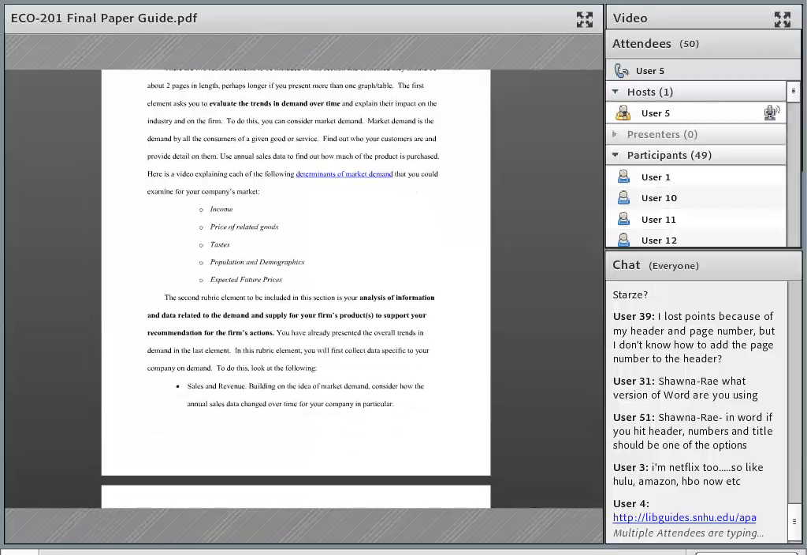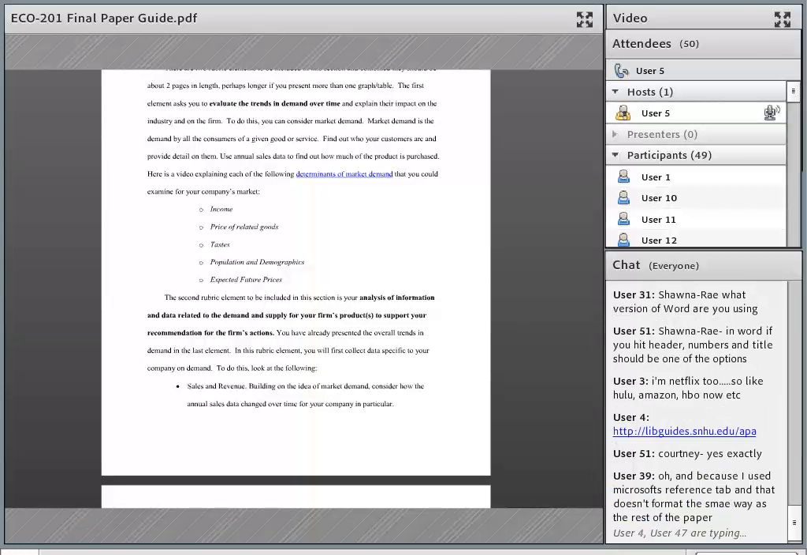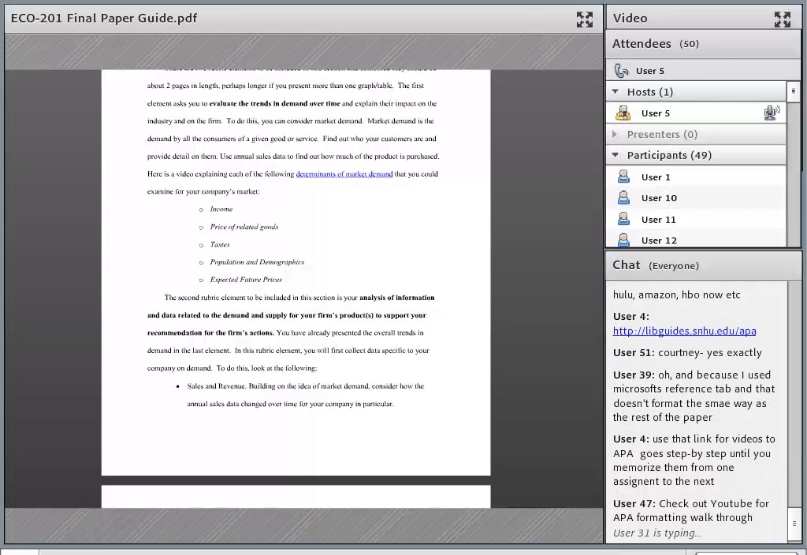All right, and the second rubric element in this section is to analyze the information and data related to demand and supply for your firm's product to support your recommendation for the firm's action. So now that you've looked at the market demand overall, maybe people are demanding more of the type of product or service that your company offers. You've explained why that is. Maybe they're demanding a different kind of product, and that's the direction that firms have been going in the market. Once you've described all that, you can look specifically at your company.